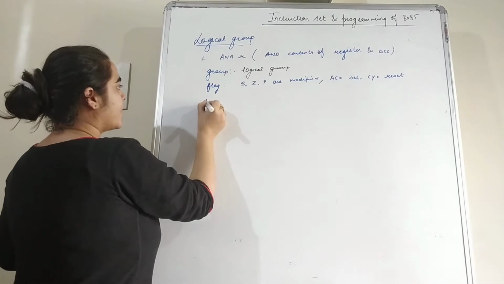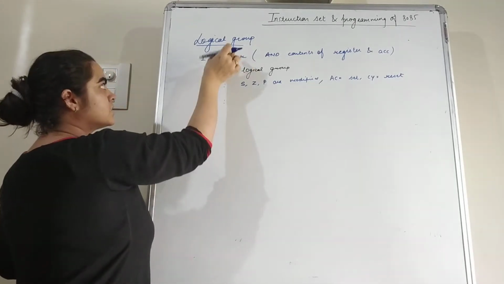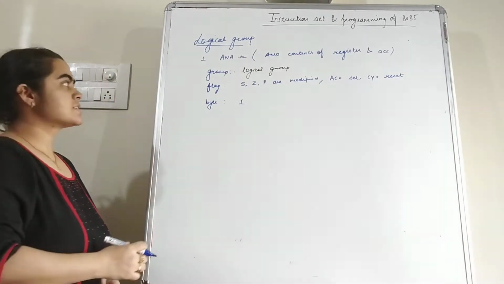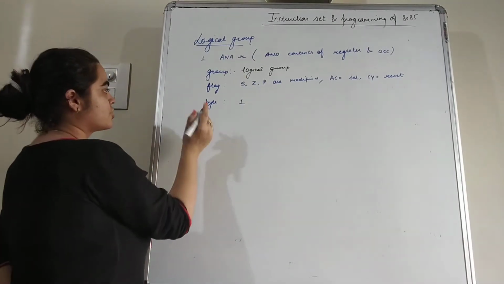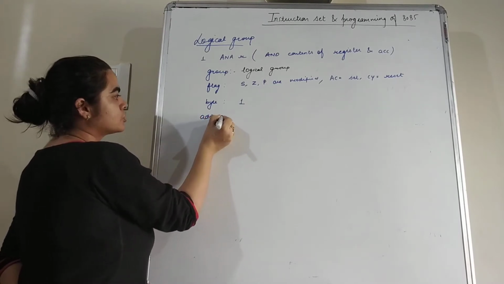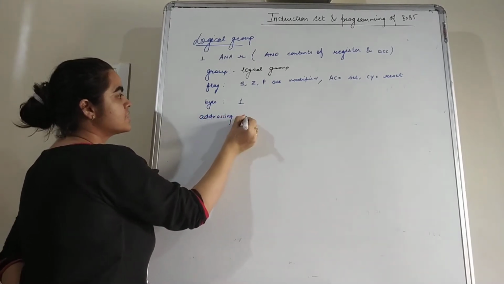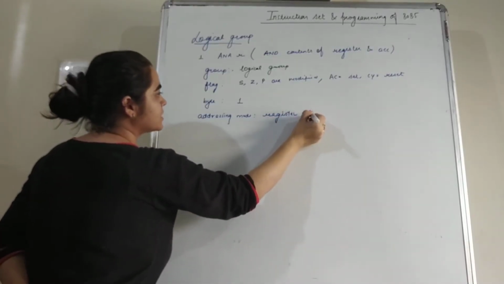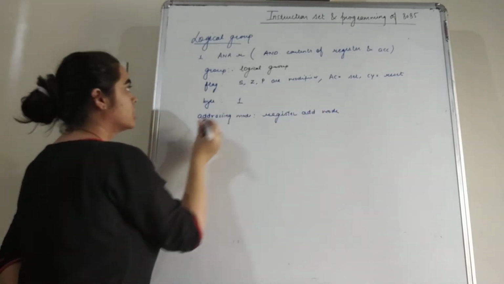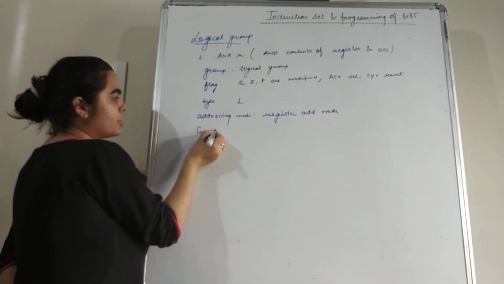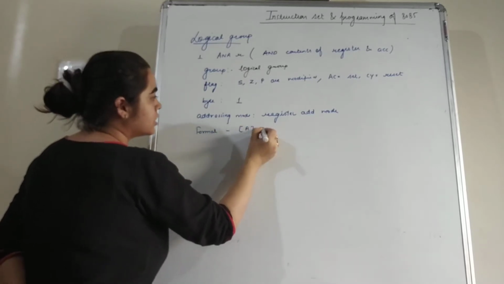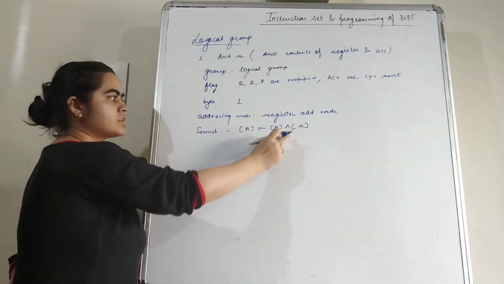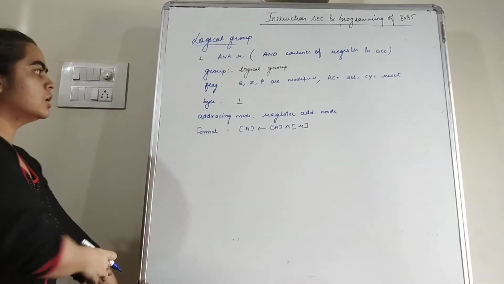Next one is the byte. The number of bytes occupied by this instruction is 1 byte, because data and address are not specified in the instruction. Next one is the addressing mode. Students, the addressing mode is register addressing mode, because the name of the register is specified in the instruction. Next is the format. The format of this instruction is that the result of AND between the contents of register and accumulator will be stored in the accumulator.